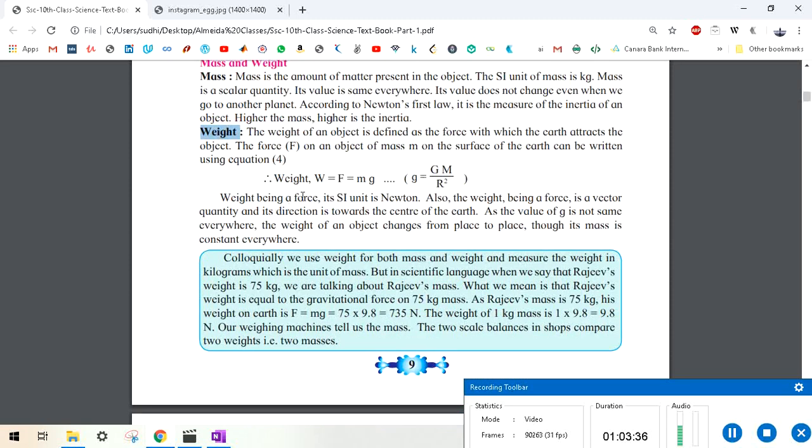Weight being a force, the SI unit of weight is Newton. Also, since it is a force, it is a vector because force has a direction, right? And the direction is toward the center of the earth for the gravitational force. The value of g is not the same everywhere, we have learned that. The weight of an object changes from place to place, but its mass is constant. Why does that happen? Because weight is equal to mass into g. This small g varies on different planets, and even on the earth, but that is not the case with the mass.